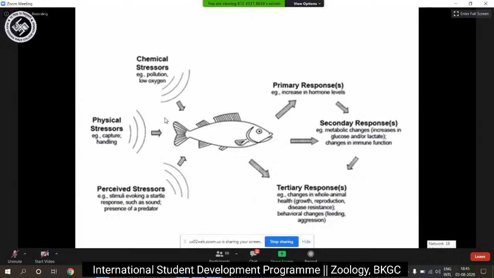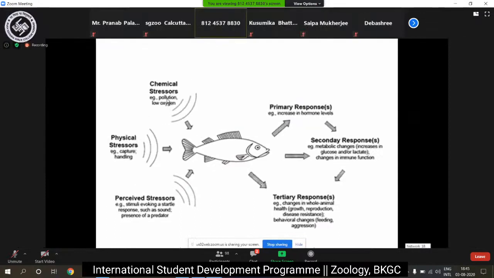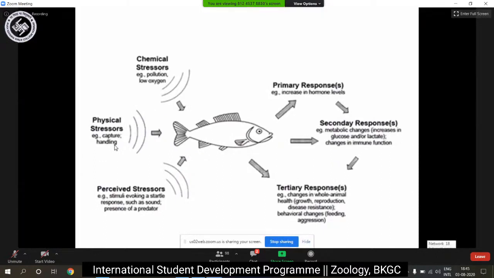So that's again the same sort of thing: the different types of chemical stressors like polluting agents and low levels of oxygen, physical stress like handling stress and capture stress, and perceived stress like startle response, sound, and presence of a predator. All these different types of stress, the primary response is associated with an increase in hormone levels, which can in turn cause metabolic changes by increasing glucose or lactate level, and change immune function, ultimately compromising their immunity. So can we give them some sort of functional food which enhances their immunity?